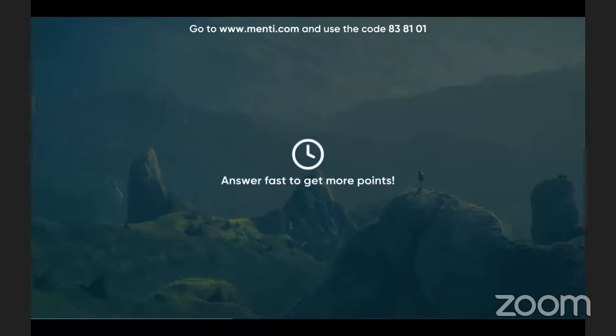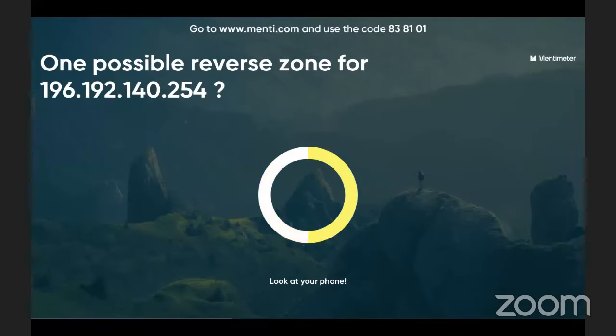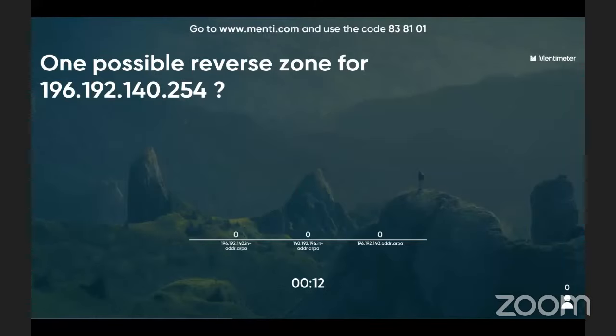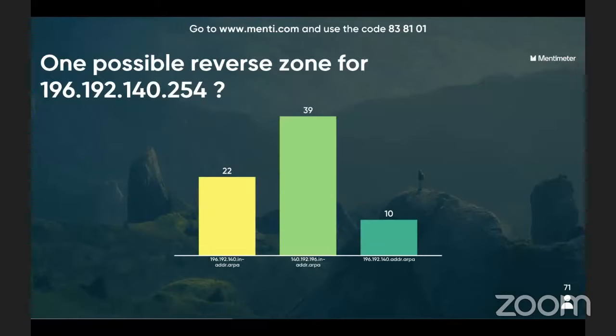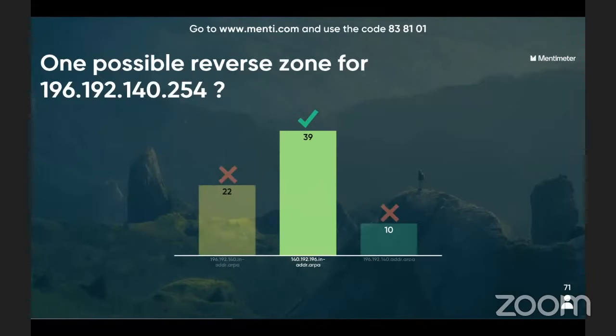Second question for you. Again, you have 15 seconds. One possible reverse zone for this IPv4 number, 196.192.140.254. You have three options. Okay, I see now we have fewer people who find the right answer, only 39 of you.